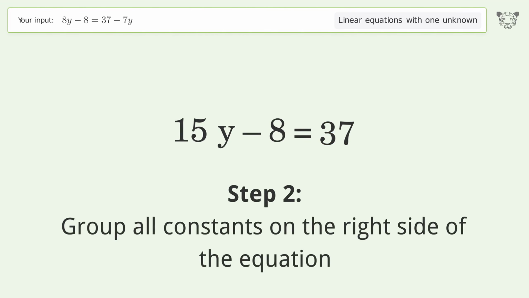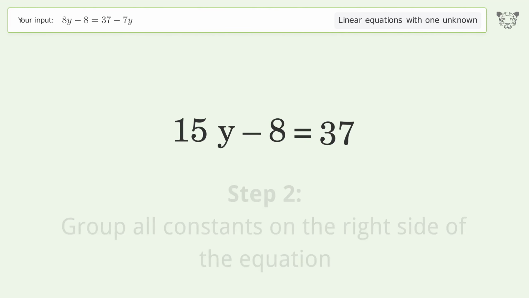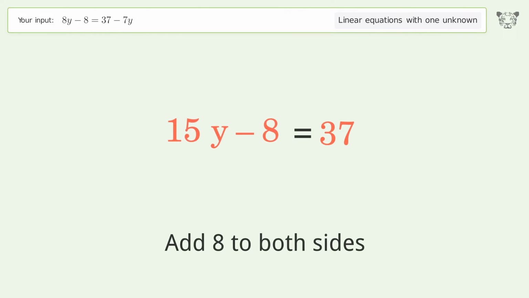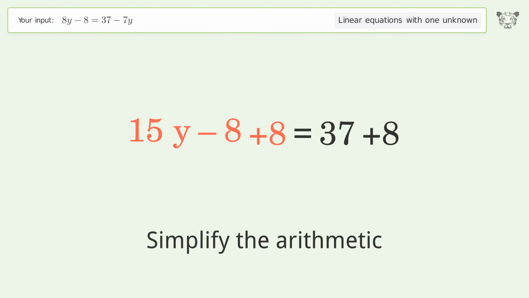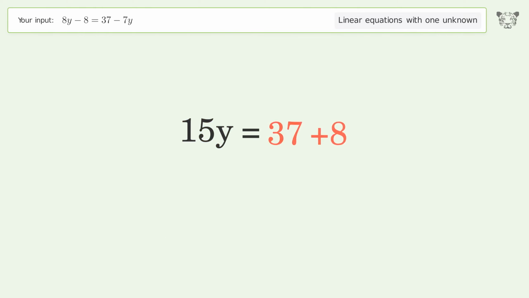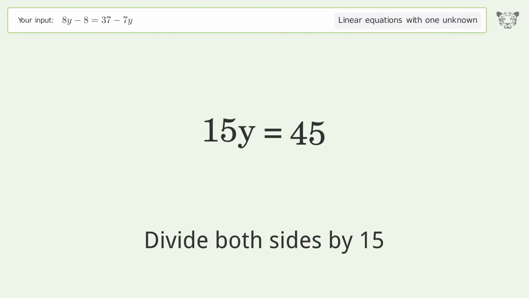Group all constants on the right side of the equation. Add 8 to both sides. Simplify the arithmetic. Isolate the y. Divide both sides by 15.